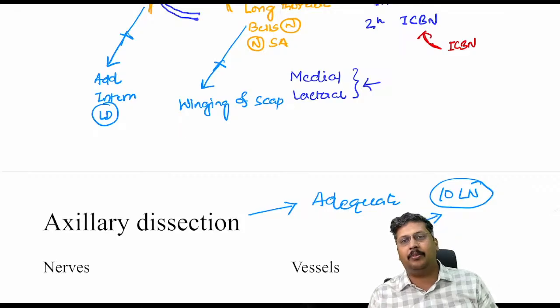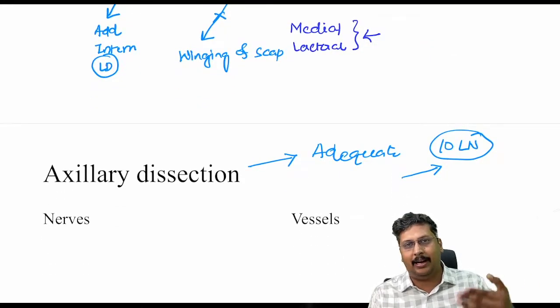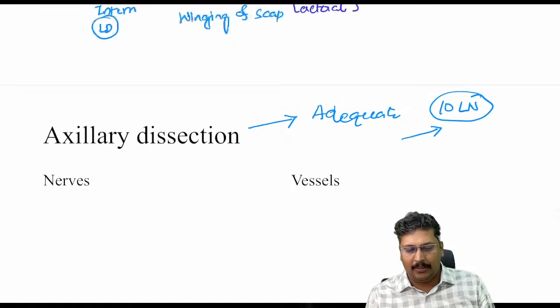It's not like we will remove only 10 lymph nodes. This is for staging purposes. If you see a pathological specimen where the lymph nodes are less than 10 in number, then you may consider that as an inadequate surgery. And sometimes you can prescribe additional adjuvant treatment to compensate for this inadequate surgery.